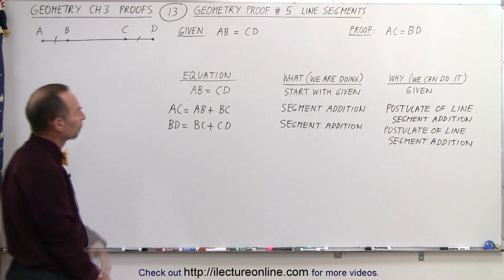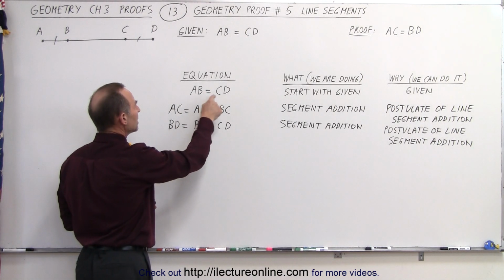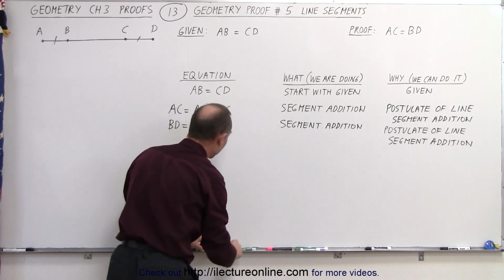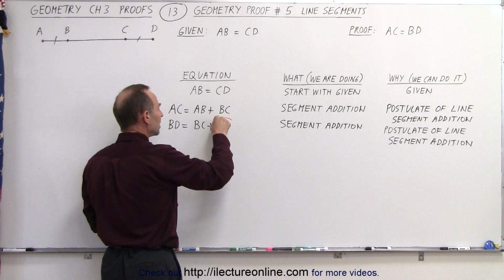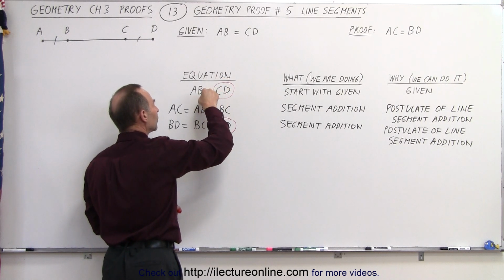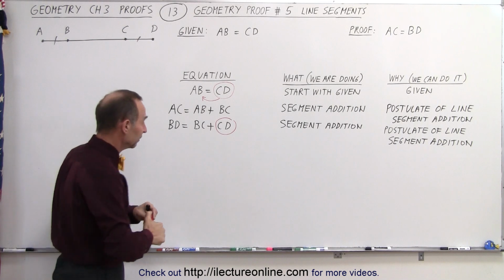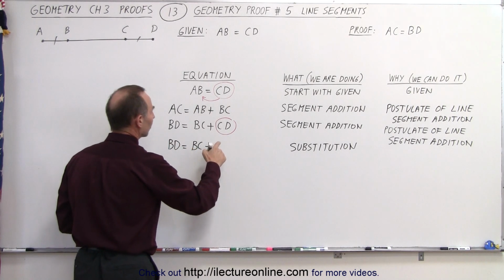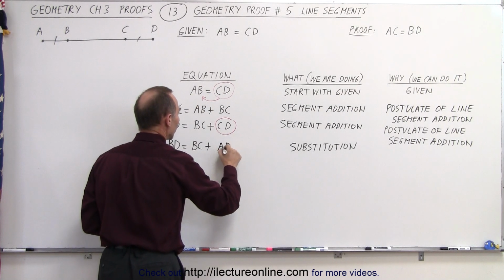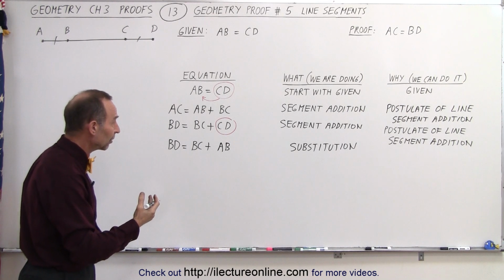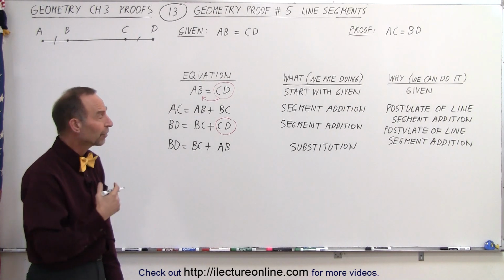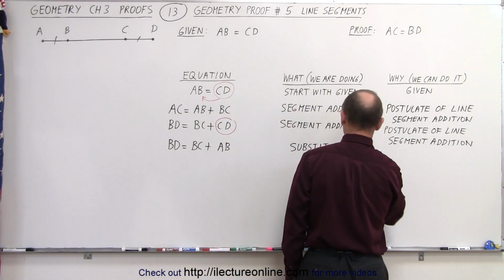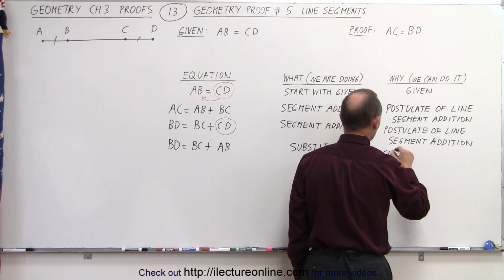What do I do next? Well, let's see here. I have an equation that says that AB equals CD. Meaning, I could take this CD and replace it with what CD is equal to. Aha, I think that's a good place to go next. So here, I see that CD is equal to AB. I can make that substitution and then see what we end up with. So I'm going to rewrite this equation as BD is equal to BC plus, instead of CD, I'm going to write AB. What makes it valid to make that substitution? Well, it's the substitution property of equality. If CD is equal to AB, I can replace CD with AB. That's called the substitution property of equality.